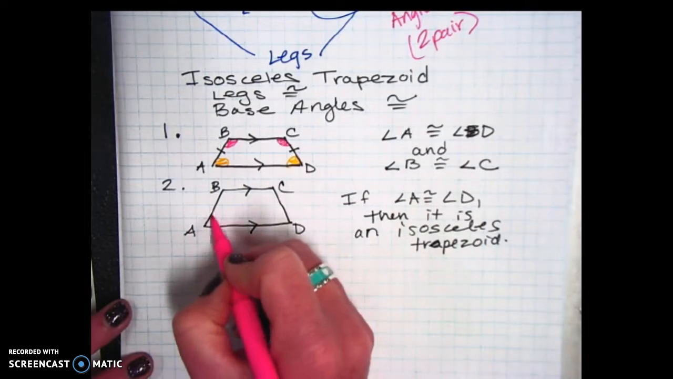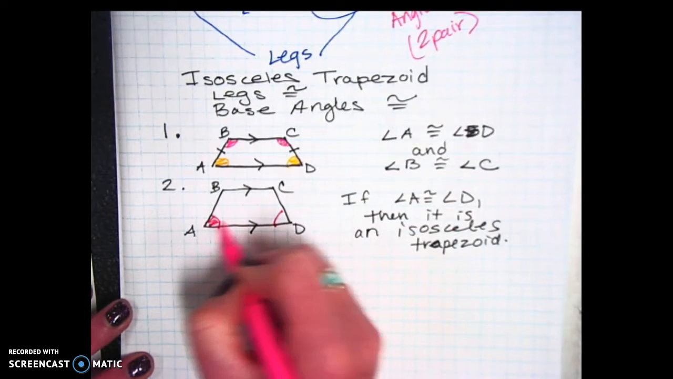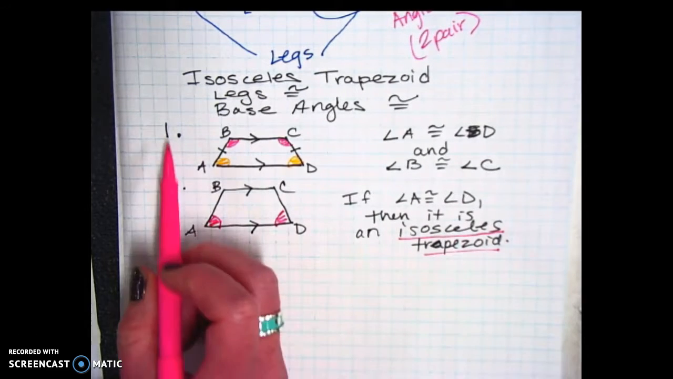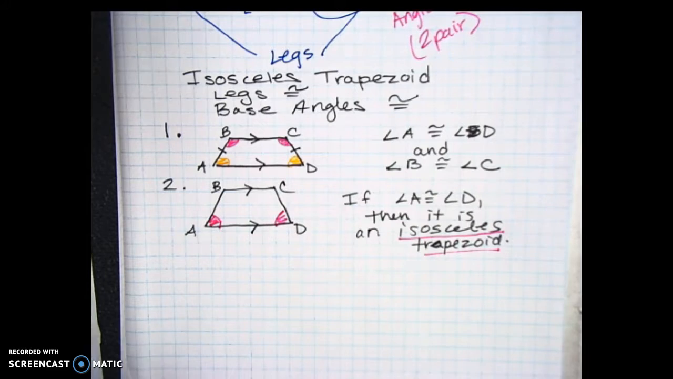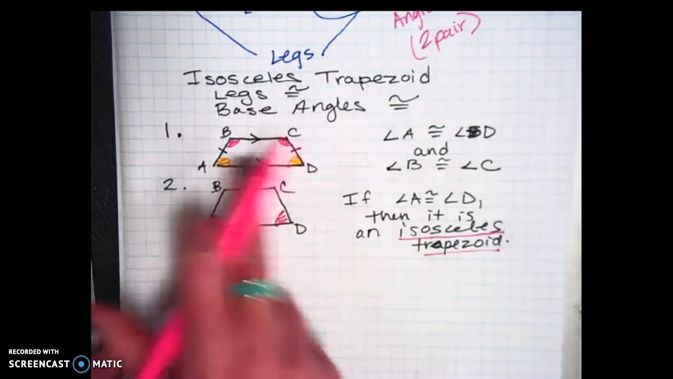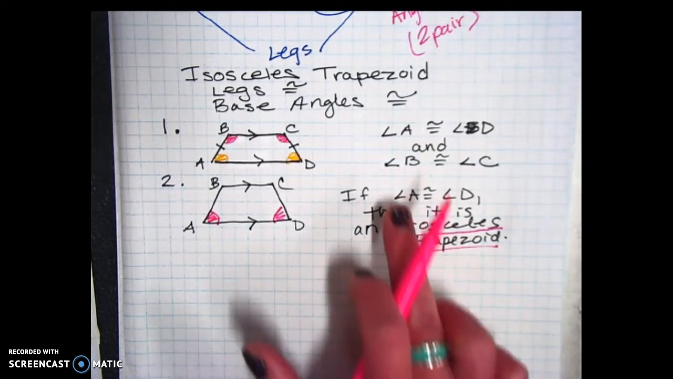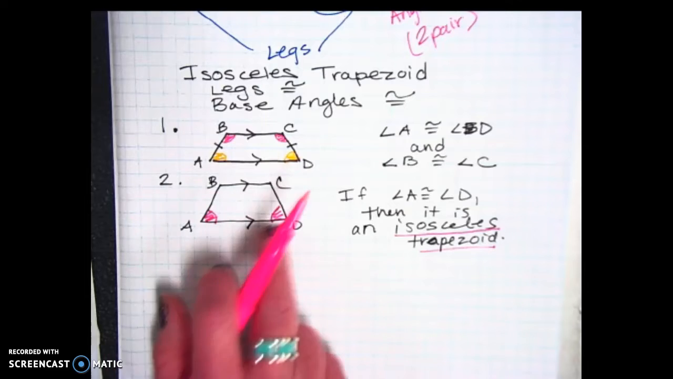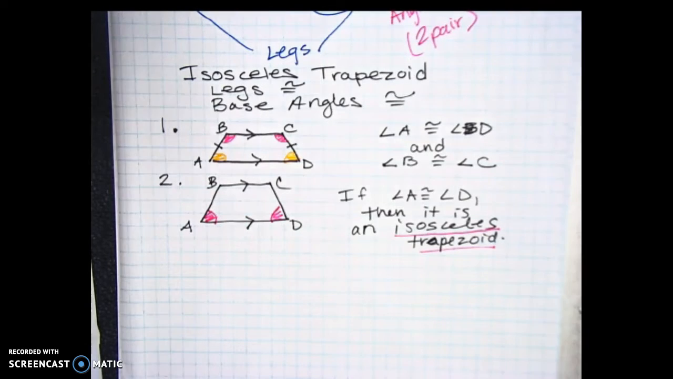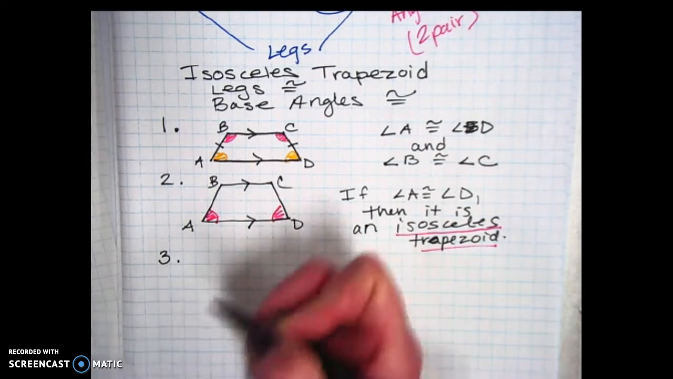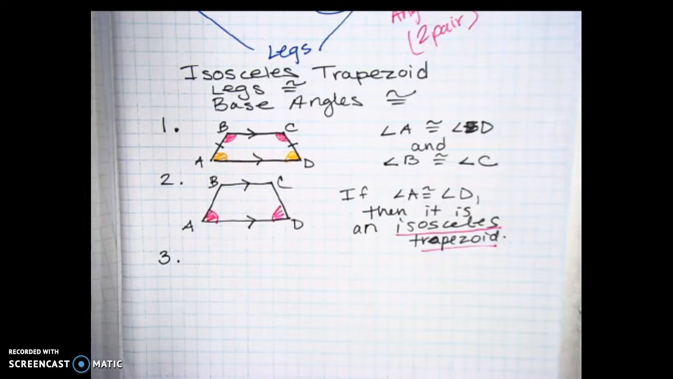Okay, so here's A, here's D. If they're congruent, then it's going to be an isosceles trapezoid. So theorem 1 and theorem 2 are just kind of converses of each other, except for this one tells you that both pairs are going to be congruent, and then this theorem says if one of them are congruent, then it's for sure an isosceles trapezoid.